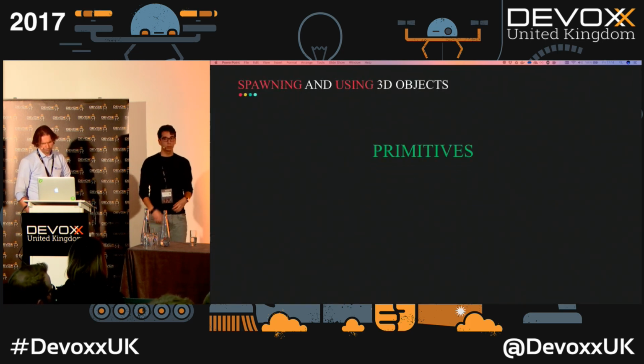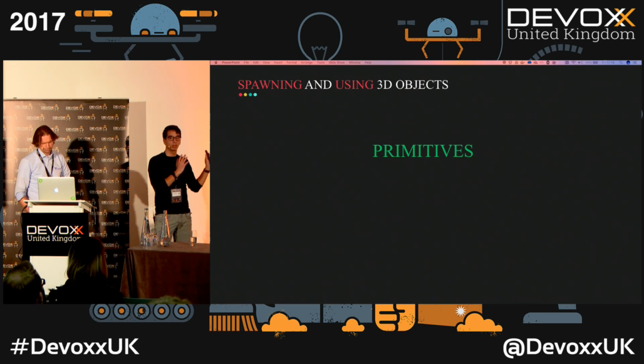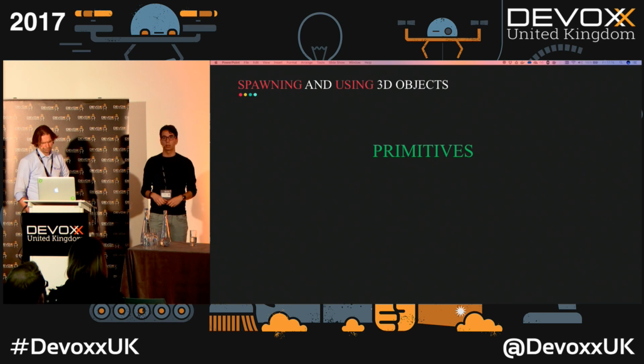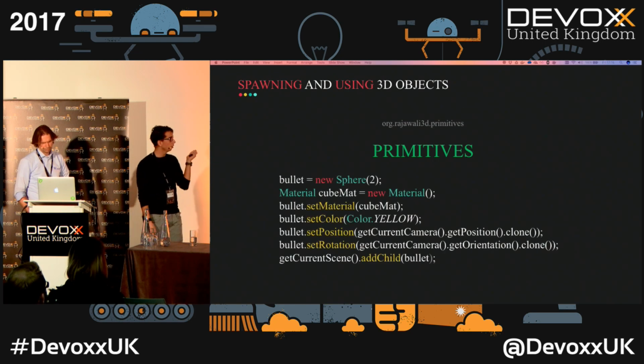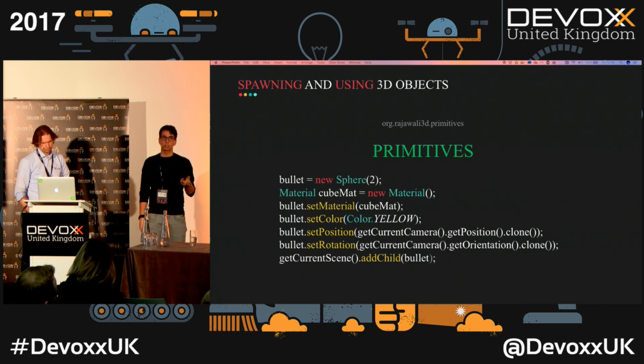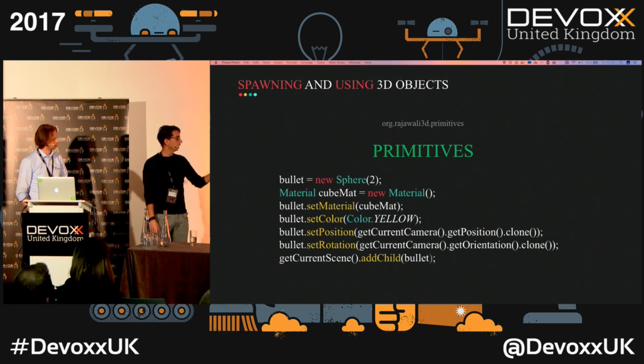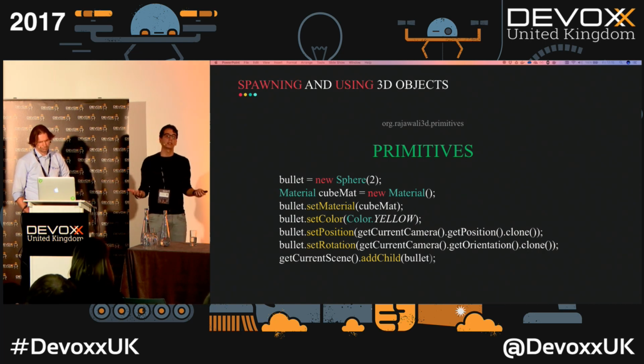Spawning and using 3D objects. This is probably the biggest plus point of Rajawali compared to the Google Cardboard VR: you can use primitives. So instead of having to define everything as a float matrix myself, I can just create a new sphere with a certain radius, assign it a material, set the color, set its position, set its rotation, and then just add it to the scene, and you have a bullet. You have a sphere in your scene. It's as easy as that.